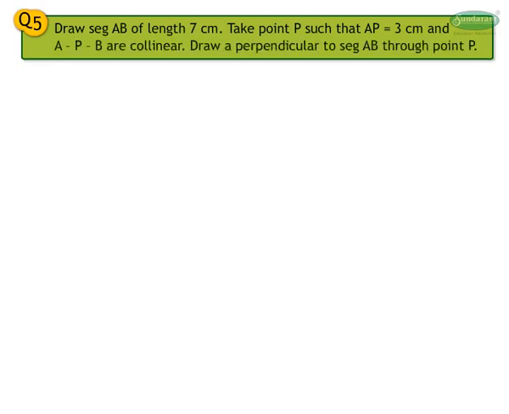5. Draw segment AB of length 7 centimeters. Take point P such that AP is equal to 3 centimeters and points A, P and B are collinear. Draw a perpendicular to segment AB through point P. Let us see the steps of construction.